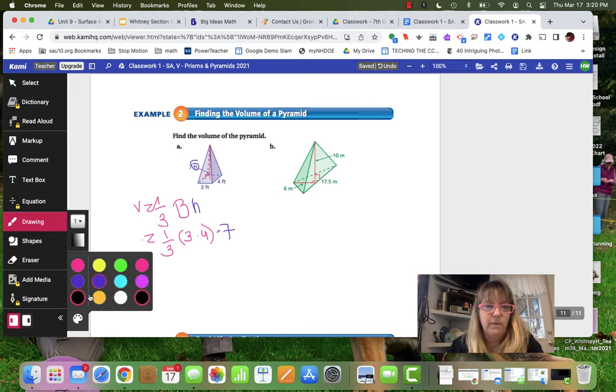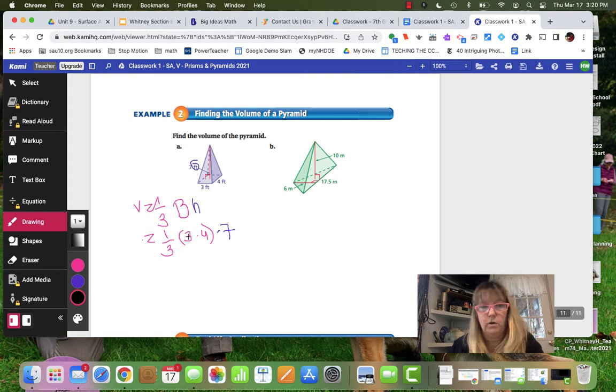All right, so going back to actually figuring out, the formula is 1/3 times 3 is 1, so we don't have to multiply that. So really what we're doing is multiplying 4 times 7, which is equal to 28 feet cubed.